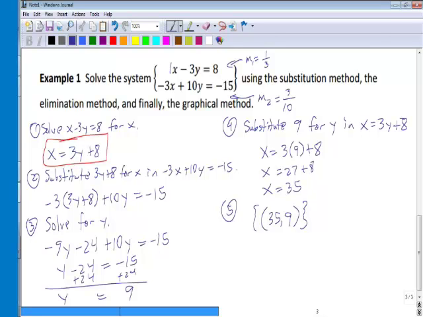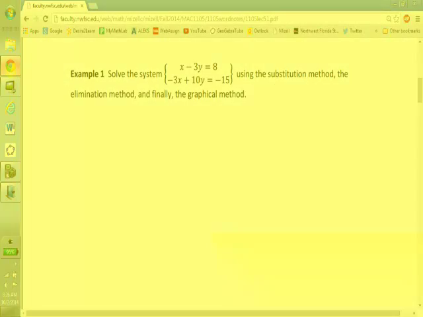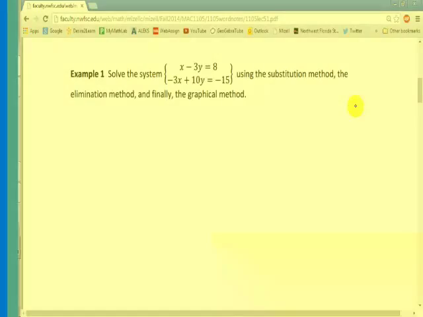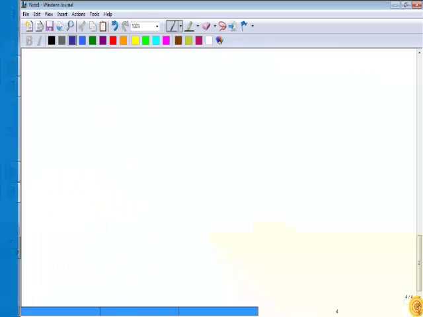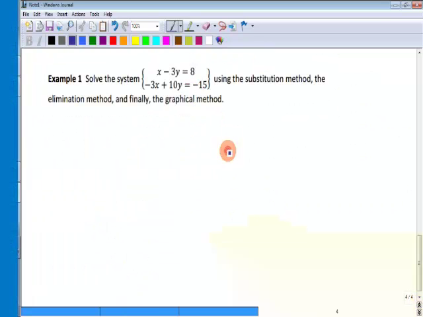We might not want to use the substitution method because when we solve for one of the variables at this point, the right-hand side might have some fractions or decimals that we just don't want to have to deal with. So in a case like that, the elimination method might be a better way to go. So let me make a fresh copy of this and paste it right here. Let's look at the elimination method.